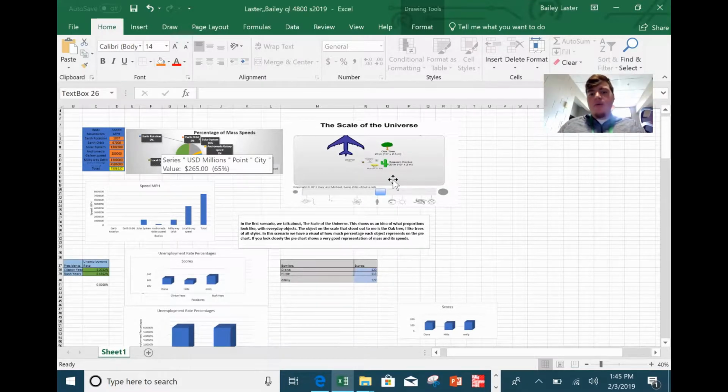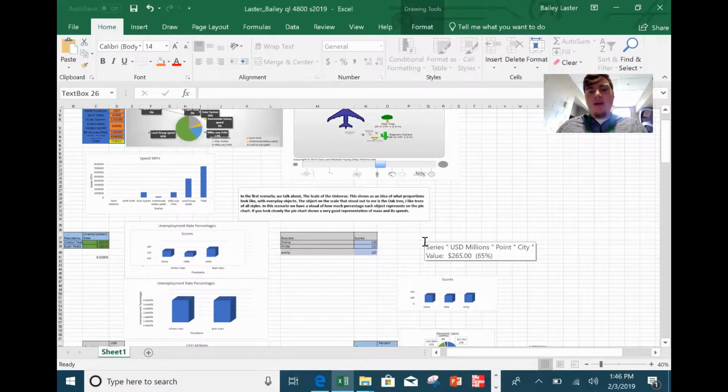In the first scenario, we were asked to choose something that stood out to us, and I chose the oak tree. It's located right here on the scale of the universe, and I do believe that this representation for the first scenario is very good when it comes to visualization. It shows a true percentage form when it comes to numbers. If you see right here, in this box is my report that I wrote explaining what I see in the first scenario.